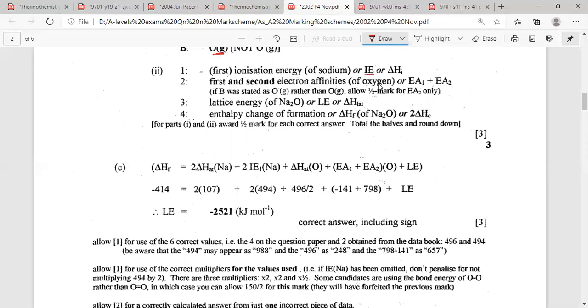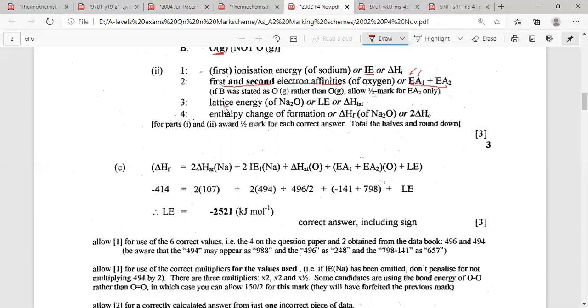So here for oxygen is first and second electron affinity. You can put first electron affinity or second electron affinity, or you can use this symbol. EA is understood as electron affinity. Now, lattice energy.